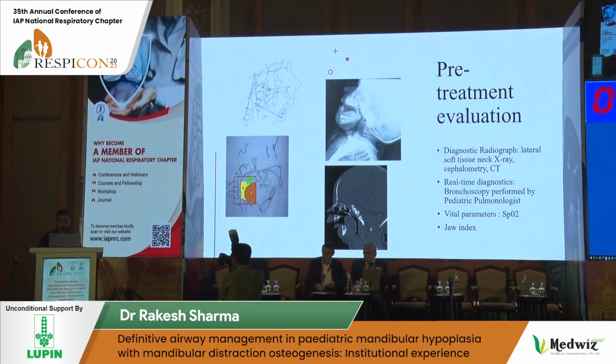The pre-treatment diagnosis is by radiographs. A true-lateral neck X-ray can show the space between the base of the tongue and the posterior pharyngeal wall. And it can be supplemented by CT and MRI scans. Vital parameters like SpO2 also can tell, and jaw index.